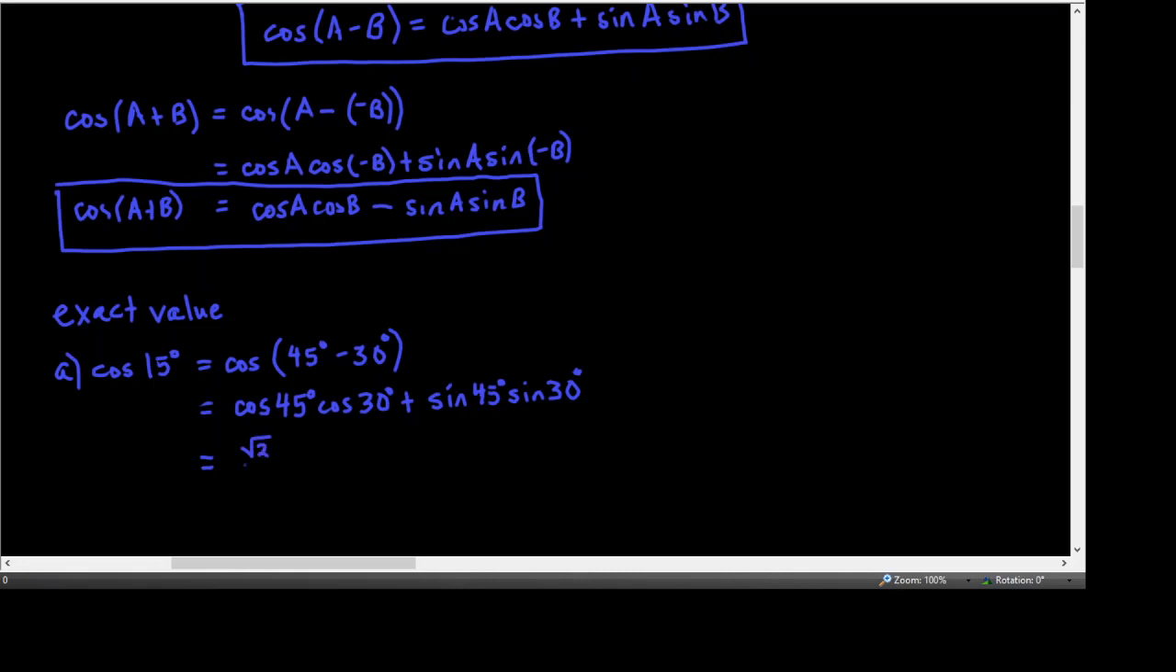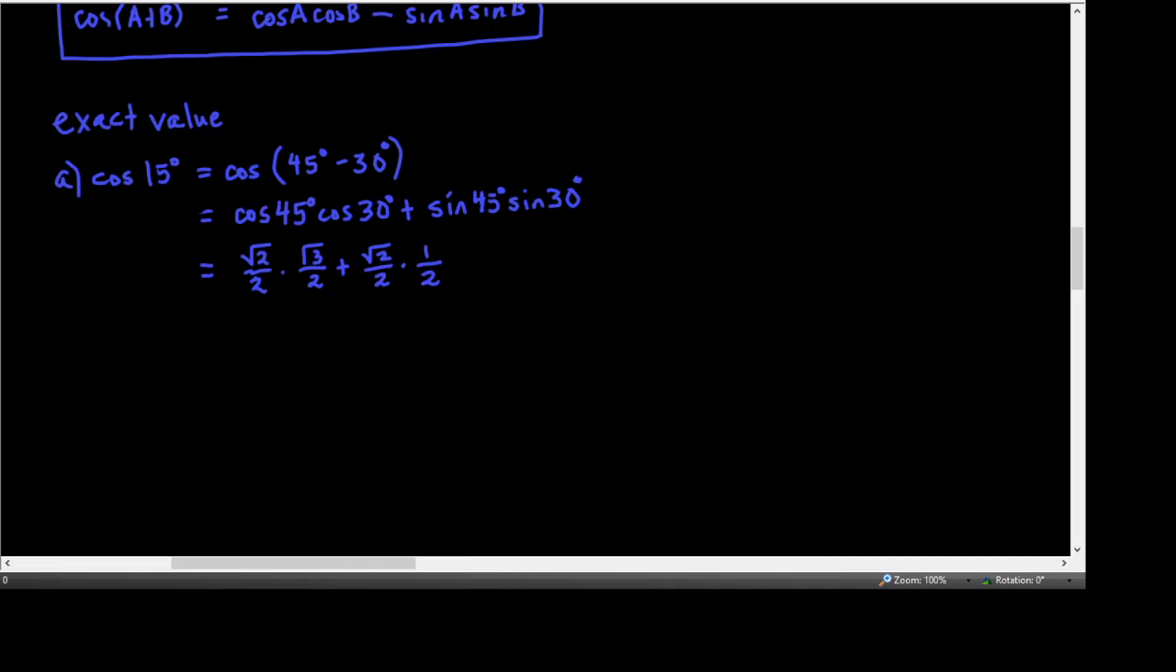Cosine of 45 degrees is square root of 2 over 2. Cosine of 30 degrees is square root of 3 over 2. Sine of 45 degrees is square root of 2 over 2. Sine of 30 degrees is 1/2. Okay. So doing the multiplications, you get square root of 6 over 4 plus square root of 2 over 4. And to add those, luckily we already have a common denominator, so we just add the numerators, square root of 6 plus square root of 2, all over our common denominator, 4.